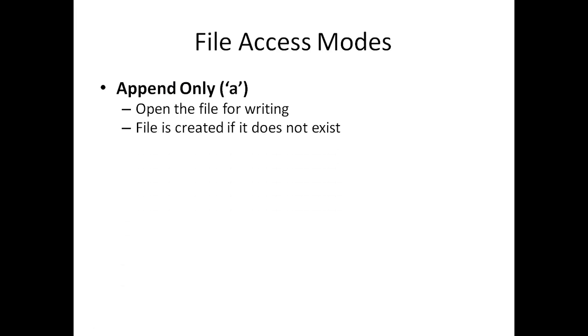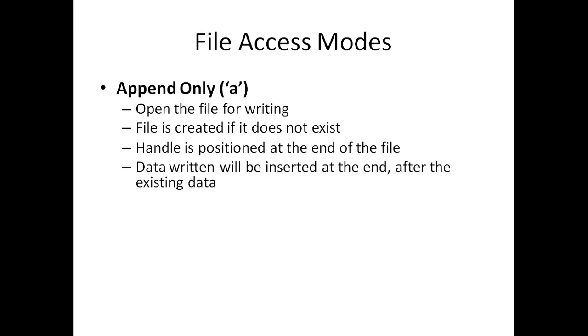The fifth type of access mode is append-only mode. Here it opens the file for writing purpose only. The file is created if it does not exist. The handle is positioned at the end of the file. That is the difference between w mode and a mode. If it is append mode, the handle is positioned at the end of the file. That means if we are writing something, it will be added to the end. The whole thing that is there in the file will remain as such. So data written will be inserted at the end after the existing data.